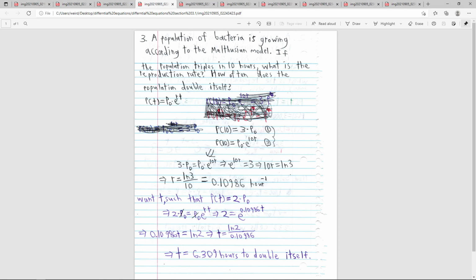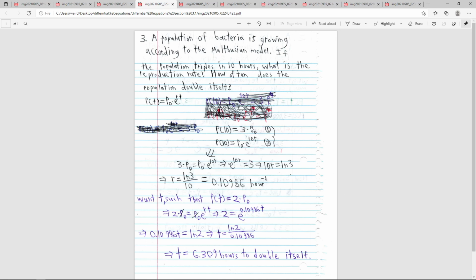Population triples in 10 hours. What is the reproduction rate? What we know is P of t equals P0 times e to the rt. We have P of 10 equals 3 times P0, equation 1, and equation 2 we can say is P of 10 is also equal to P0 times e to the 10r, because the population triples. Any population will triple in 10 hours. The population will always triple. So that means the initial population tripled in 10 hours.